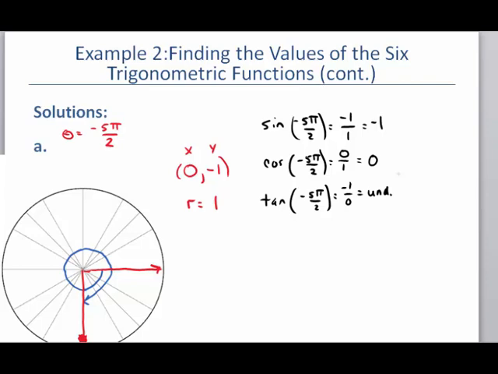Now we'll do the reciprocals. So for sine, the reciprocal of -1 is still going to be -1. For secant, the reciprocal of 0 over 1 is going to be 1 over 0, which is undefined. And for cotangent, the reciprocal of -1 over 0, 0 over -1, that's going to equal 0.